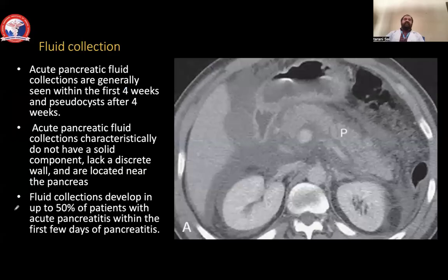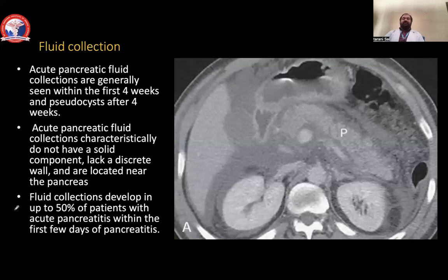Fluid collection. The acute pancreatic fluid collections are generally seen within the first 4 weeks and pseudocysts after 4 weeks. Acute pancreatic fluid collections characteristically do not have a solid component or a discrete wall, and are located near the pancreas. They develop in up to 50% of the patients with acute pancreatitis within the first few days of pancreatitis.